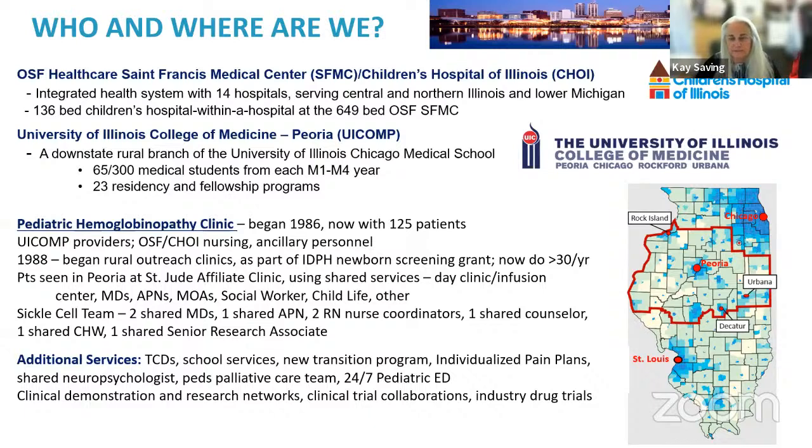We are an academic institution and a tertiary referral center with many adult and pediatric subspecialists available to care for our patients. Our 125 patient pediatric clinic children live mainly in the part of the Illinois map that's outlined in red, with Peoria near the center. Our outreach clinic sites are named in the white rectangles. On the left are the members of our sickle cell care team. We offer many specialized services, including individualized pain plans, transition to adult care, and clinical trials. Next slide.